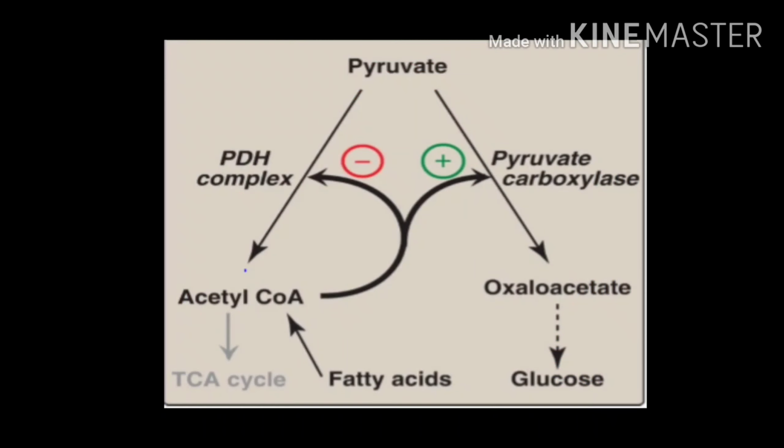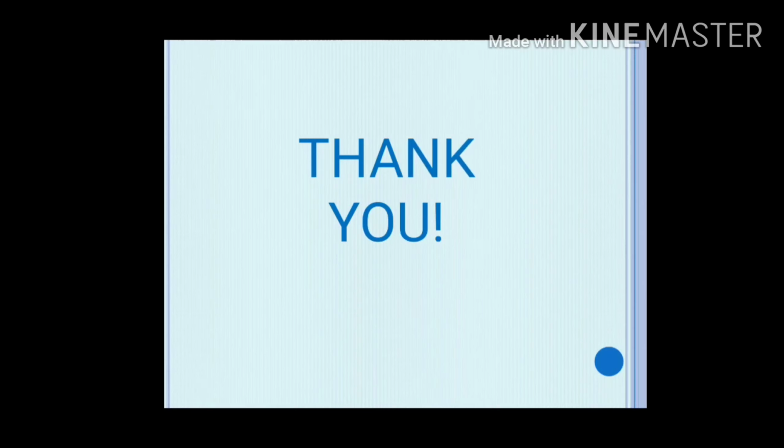So you can see here that acetyl-CoA is inactivating pyruvate dehydrogenase. Because acetyl-CoA is inhibiting the enzyme pyruvate dehydrogenase complex, that is a feedback mechanism, and on the other hand, it is activating pyruvate carboxylase. So pyruvate is forming oxaloacetate and then glucose.